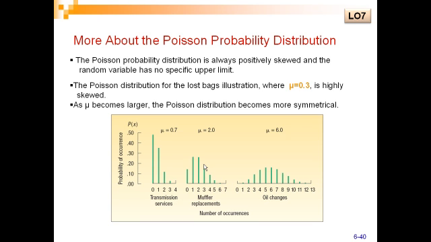Look at the chart below. The chart below shows the distribution of the number of transmission services, muffler replacements, and oil changes per day at one of the auto shops. They follow Poisson distribution with means of 0.7, 2.0, and 6.0 respectively. In summary, the Poisson distribution is actually a family of discrete distributions. All that is needed to construct a Poisson probability distribution is the mean number of defects, errors, and so on, designated as mu.